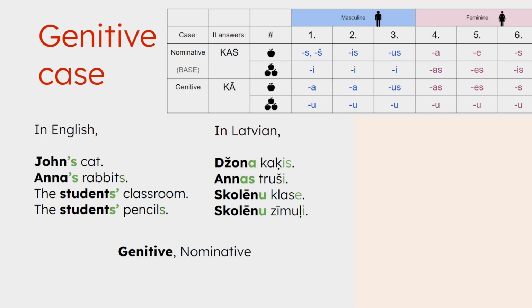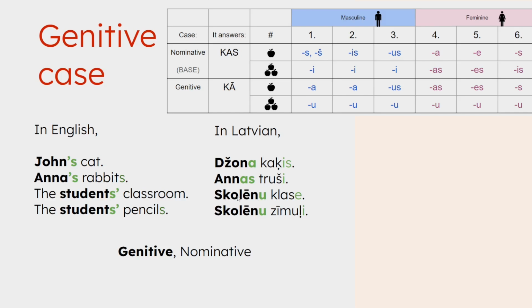So when we translate this into Latvian, we remember we need to have our version of the genitive form. So we have Jonah instead of John. This is exactly the same as we did before. We now have Jonah, and then we add in the nominative, which is kakis. Then we have Annas, truši. Now this also is impacted by the consonant shift, as well as the muli. So it's fairly common, and I think it's especially common in the genitive case.